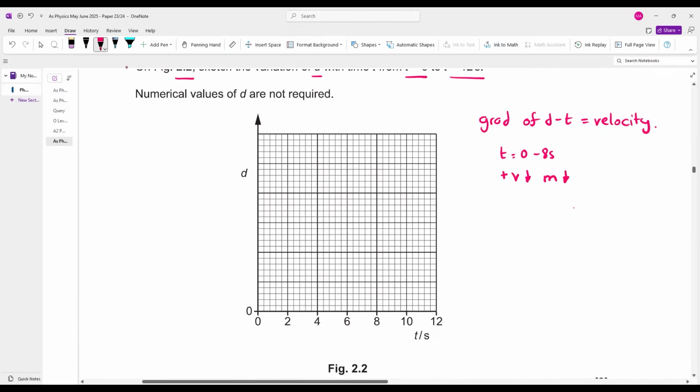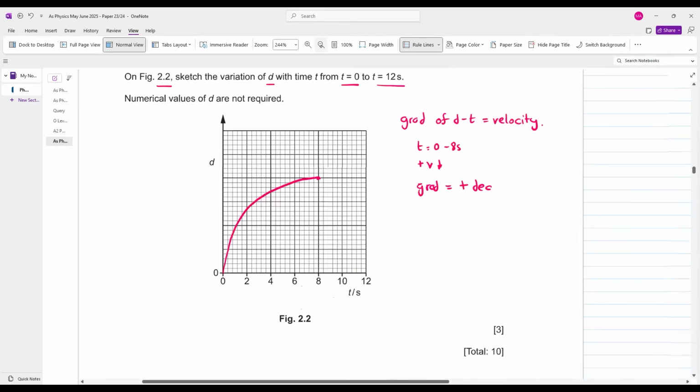Whenever your gradient is decreasing and positive, which type of graph do you draw? Gradient for 0 to 8 seconds is positive but decreasing. You draw a decreasing curve like this. Now, one thing that I want to teach you is about the types of gradients.